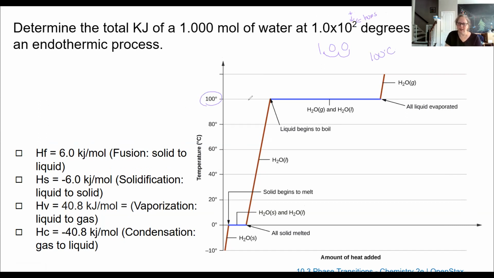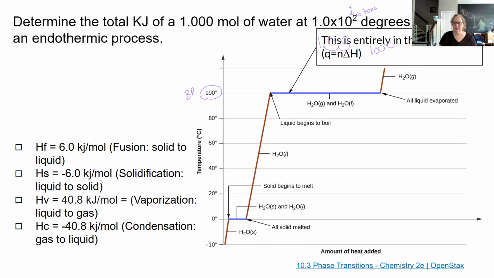What is this point called again? It has the flat line. It has the top flat line. This is the boiling point. Okay, so this water right now is boiling. It does not have an increase in temperature. I can't use the MCAT equation. I cannot use the MCAT equation here because it's entirely on that flat area.